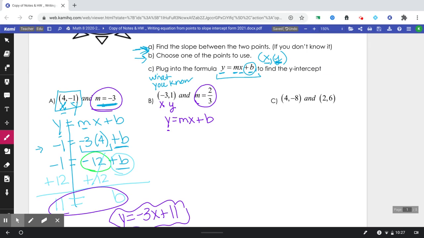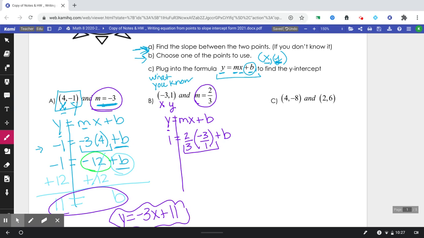Do I know my y value? Yes, it's 1. Do I know my slope? Yes, 2/3. Do I know my x? Yes, negative 3. Do I know my b? No, plus b. All right, now I'm going to solve this equation to figure out what my b is. So the first thing I want to do is simplify. 2/3 times negative 3. Put this over 1.